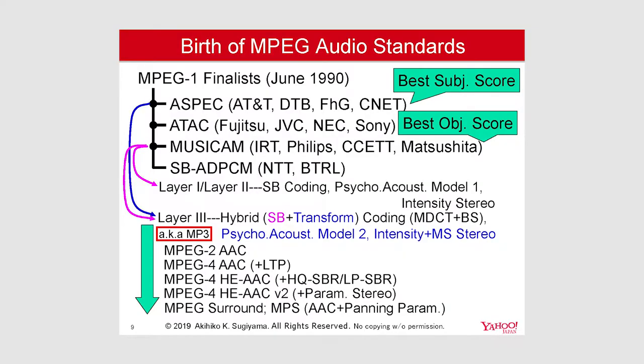And then MPEG standardization for audio data compression continued on to MPEG-2 AAC, MPEG-4 AAC, HE-AAC with the bandwidth extension, and its version 2 to cover stereo signals, and even multi-channel standard called MPS or MPEG Surround.